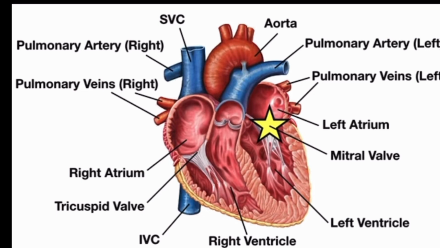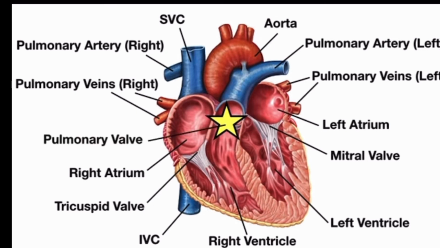The next valve is located between the right ventricle and the main pulmonary artery, or pulmonary trunk. So this is going to be the pulmonary valve. And its function is to prevent the backflow of blood from the pulmonary arteries to the right ventricle during diastole, when that right ventricle is in a low pressure state, filling with blood from the right atrium.